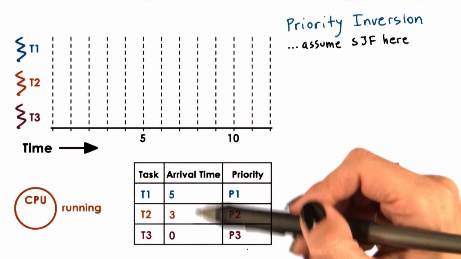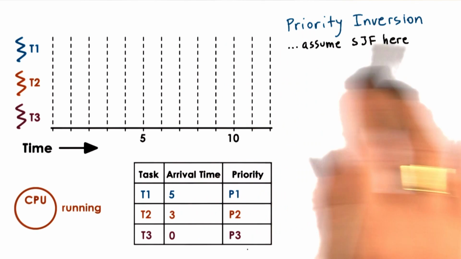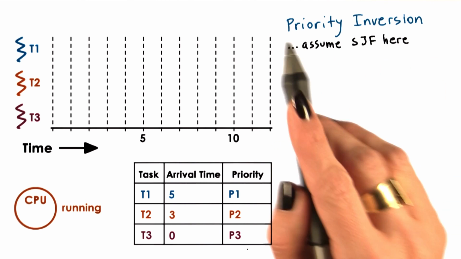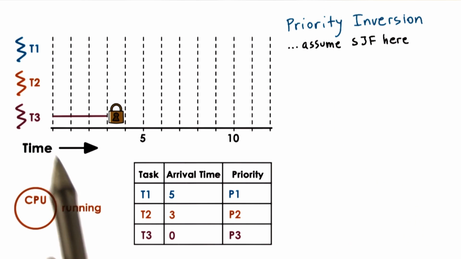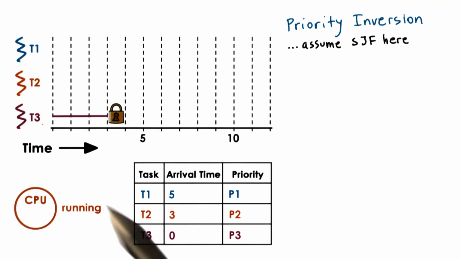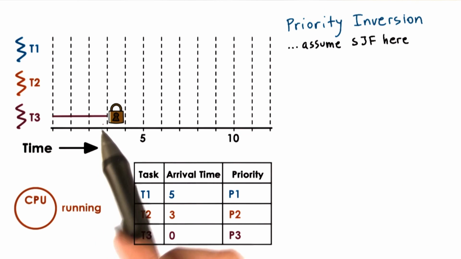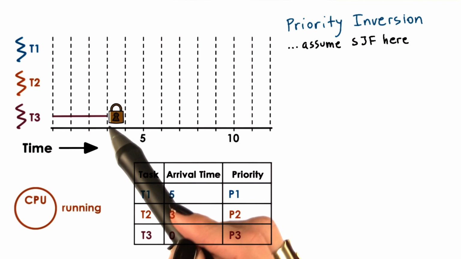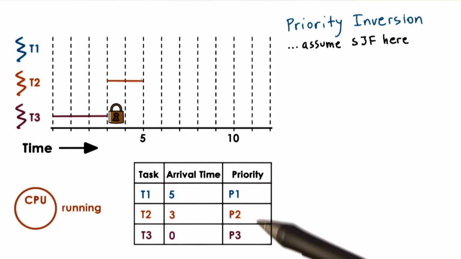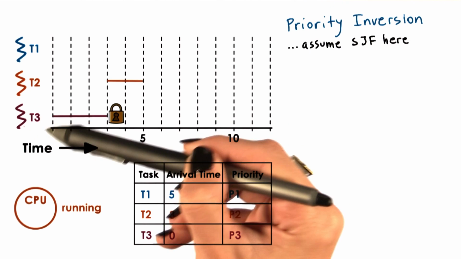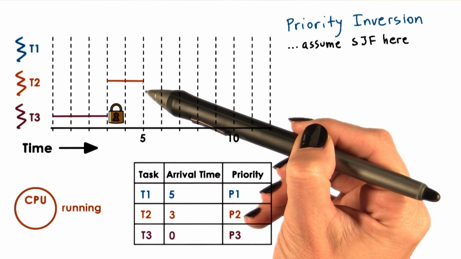For this example, we've left out the execution times. Just assume that all these tasks take some longer amount of time, and that the time graph continues into the future. Initially, T3 is the only task in the system, so T3 executes. And let's say that T3 also acquired a lock. Now, T2 arrives. T2 has higher priority than T3, so T3 will be preempted and T2 gets to execute.